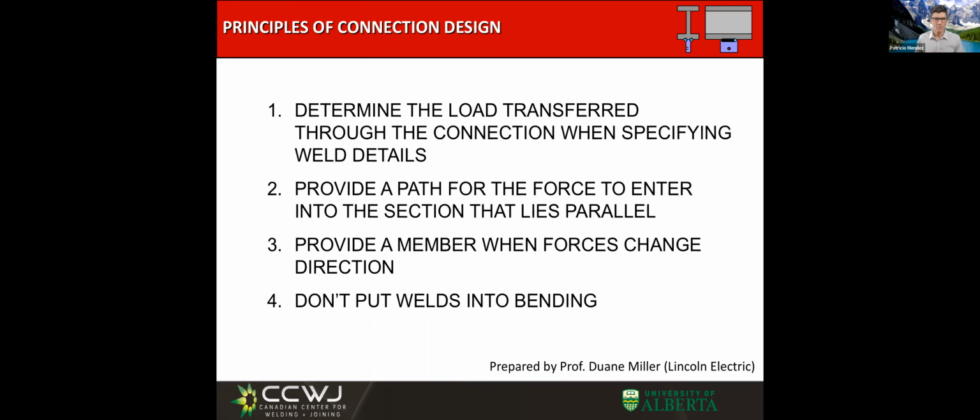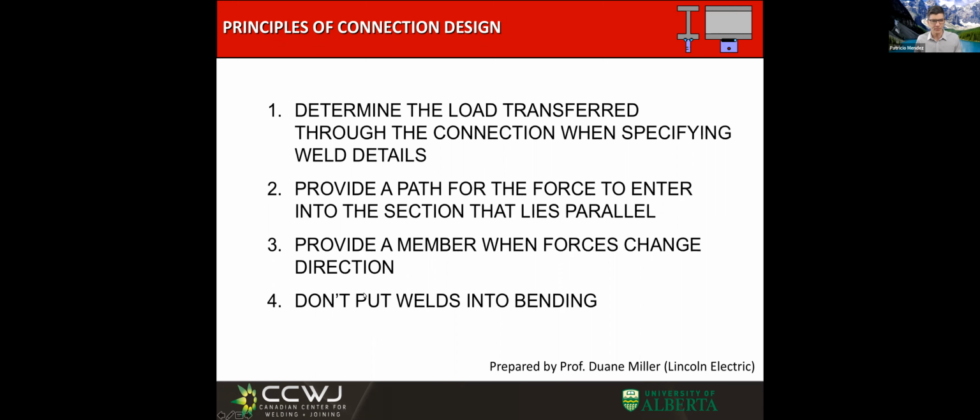The first says, determine the load to design the weld. I'll get into more detail about that soon. Second, this is kind of obscure until you see what I mean: provide a path for the force to enter into the section that lies parallel. This is not clear just in words, but we'll discuss it and it will open your eyes so much. The third principle is provide a member when the force changes direction. This is not intuitive at all, but after I explain it to you, you'll start looking for welds everywhere to see these things in action.